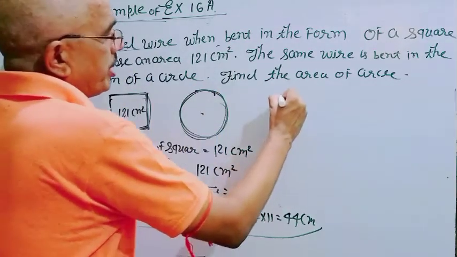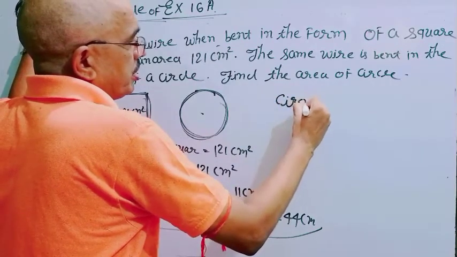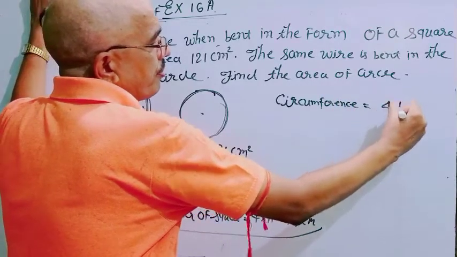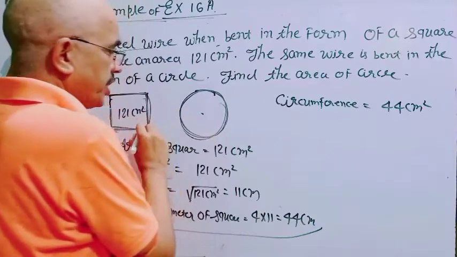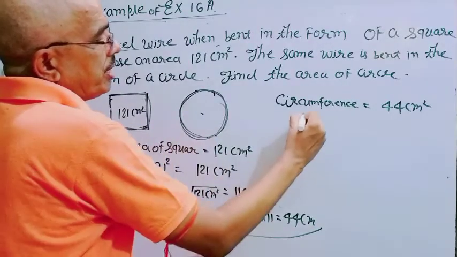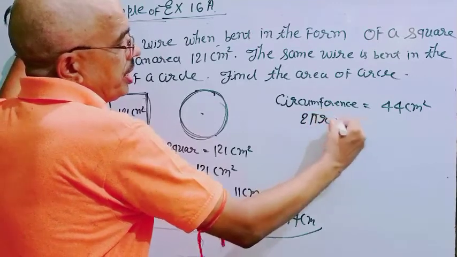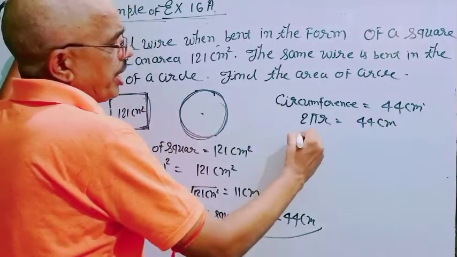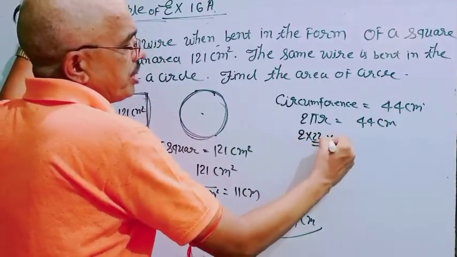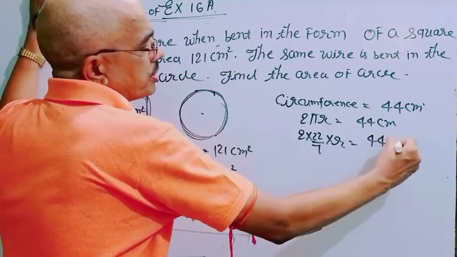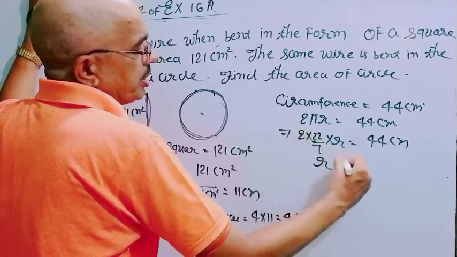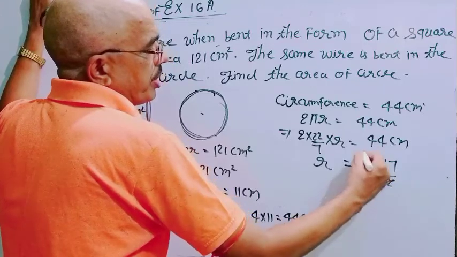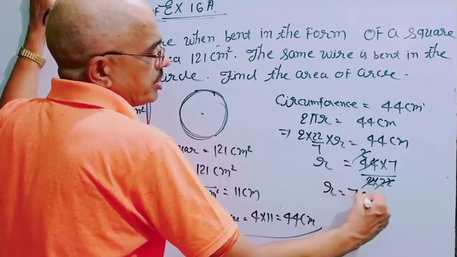The perimeter of the square is 44 cm, and the perimeter of the square is equal to the circumference of the circle. So we write the circumference of the circle is equal to 44. The formula is 2πr equal to 44 cm. Then 2 into 22 by 7 into r is equal to 44 cm. So what is the value of r? It is 44 into 7 by 2 into 22. Then the 22 and 2 cancel, that means r is equal to 7 cm.